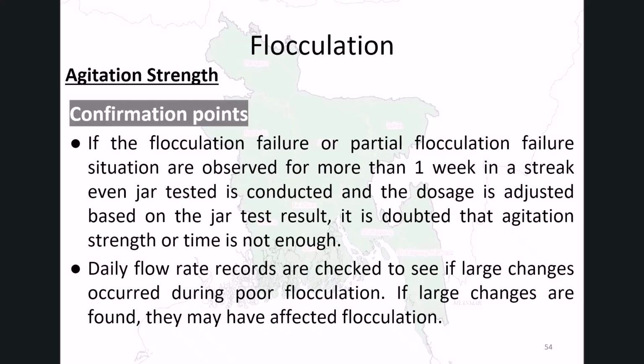Here are the confirmation points for the agitation strength. When flocculation failure or partial flocculation continues for more than 1 week, even after jar tests are conducted and the dosage is adjusted accordingly, this indicates that the problem is not related to chemicals. And also, checking the daily flow rate records is effective. Large changes in flow rate during the period of poor flocculation are strong evidence that the retention time in the basin has been reduced.